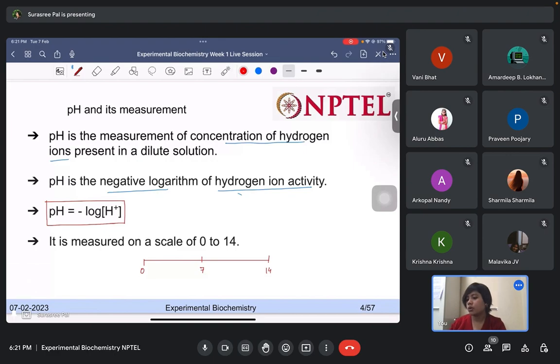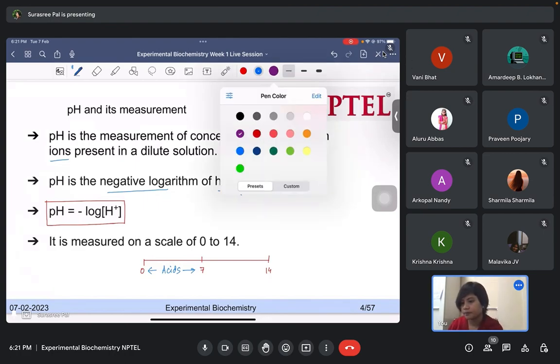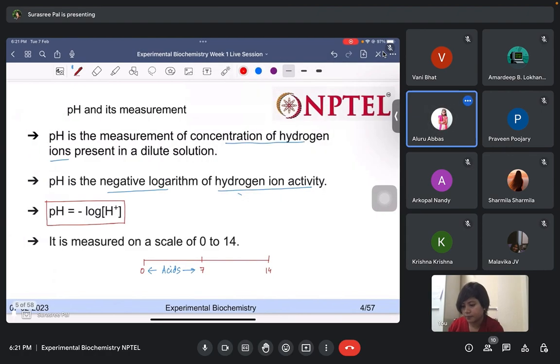Okay, so the range of pH of the acids is from, yes, and what is the range of pH of the bases? Yes, thank you. And 7 is, what is it called? 7 is the, yes, 7 is the neutral pH.